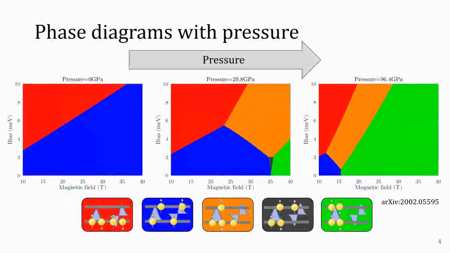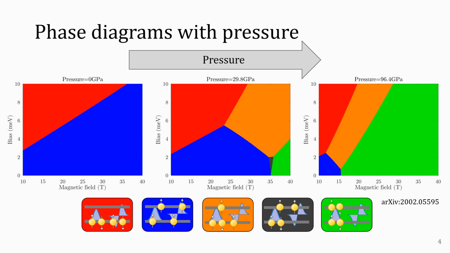At low magnetic field, spin and valley polarized states are present at any pressure. Recall that valley and layer are coupled, and we see that there is a general trend of layer unpolarized states, such as this blue spin polarized state, being replaced with layer polarized states, such as the valley polarized state, at high electric field or high bias.